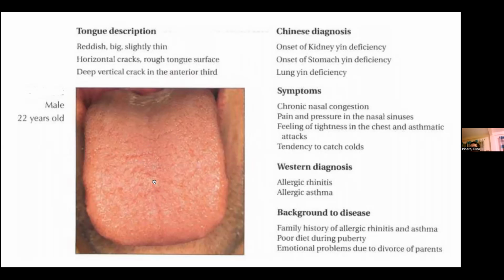Ang symptoms ng patient, there is chronic nasal congestion, pain and pressure in the nasal sinuses. There's feeling of tightness in the chest and asthmatic attacks. There's tendency to catch colds. Sa Western diagnosis, there is allergic rhinitis, allergic asthma. Sa background to disease, meron siyang family history of allergic rhinitis and asthma, merong poor diet during puberty, emotional problems due to the divorce of parents.